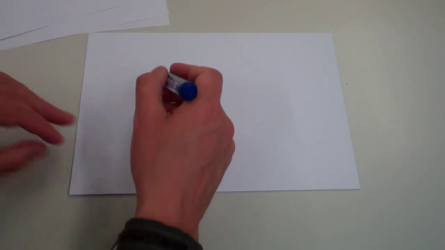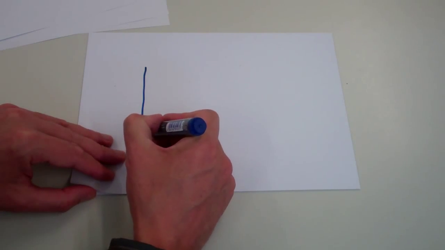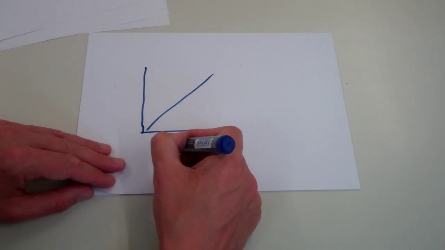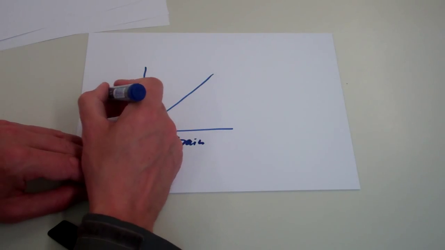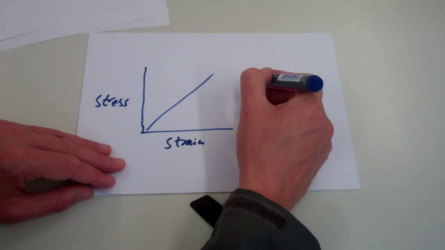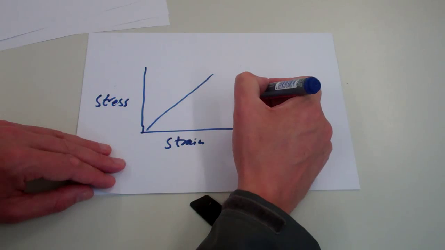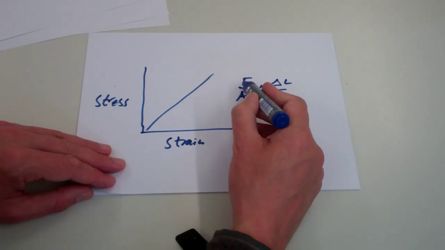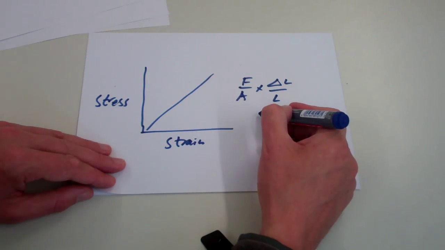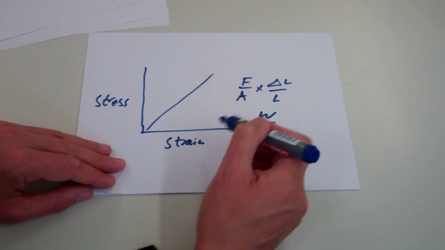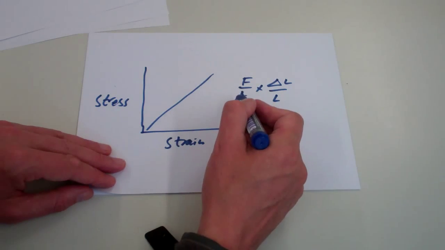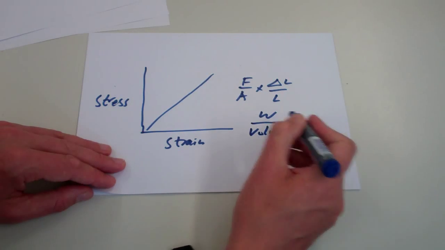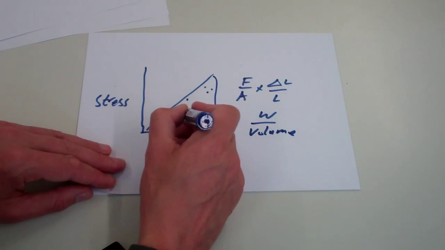And I'll just briefly now get you to think about, if we did the same thing, just going back to the simplest situation, but we replace this by strain and stress. So stress is force over area, and strain is delta L over L. F times delta L again will represent the work, because it's force times distance. Cross-sectional area times length is volume. So this area now is the work done per unit volume.